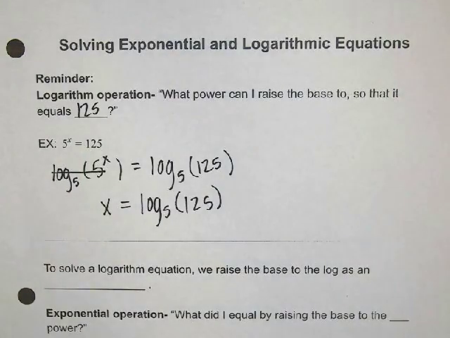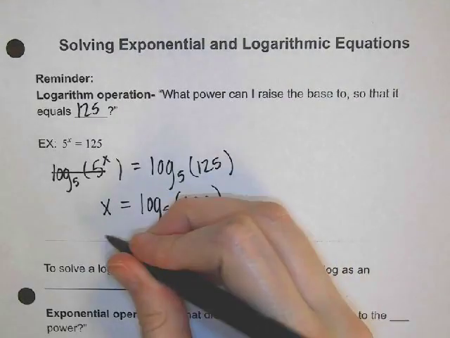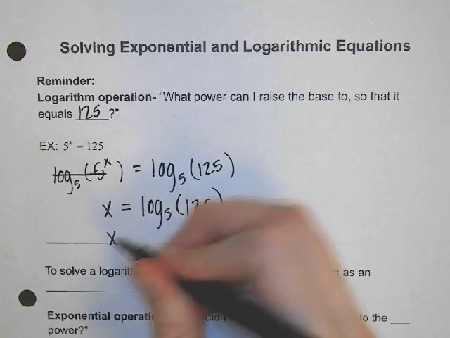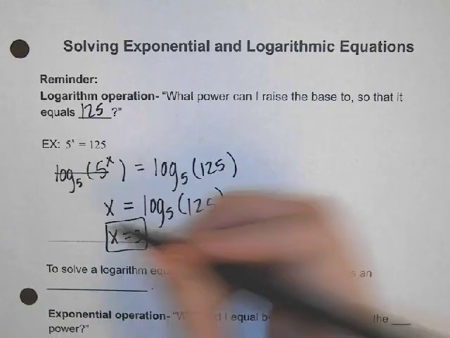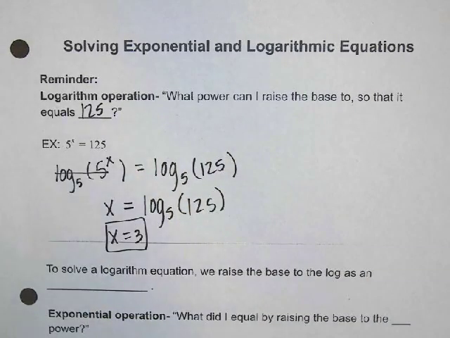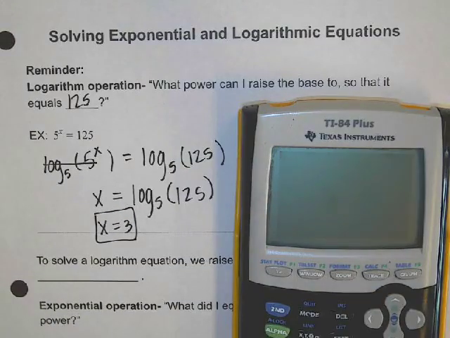Now, some of us can already figure it out. Well, 5 to what power is 125? And we should know that it's a 3. So I already know ahead of time that 5 cubed is 125, so I can solve it just by doing some math in my head. But if you didn't know that, the calculator will compute that. And sometimes it's harder to do in your brain, especially when you have decimals and whatnot.